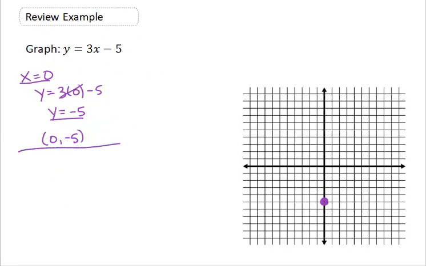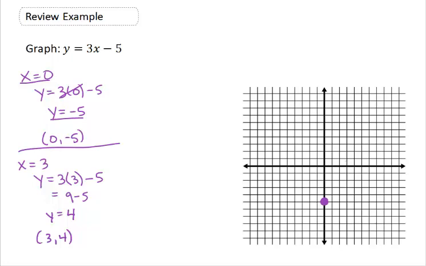Now we need some more points. So let me graph x is equal to 3. And we need to figure out what y value corresponds to that. So we have y is equal to 3 times my x value of 3 minus 5. So y is equal to 9 minus 5, which tells me that y is equal to 4. So that gives us the ordered pair 3 and 4. So plotting that is right 3 units and up 4 units.